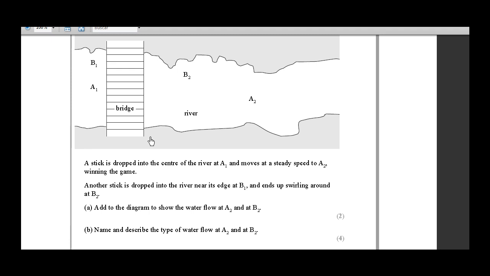Another stick is dropped into the river near its edge at B1 and ends up swirling around at B2. Add to the diagram to show the water flow at A2 and at B2. And I wish I could draw on top of this, but this is not an editable PDF. But the idea, hopefully you can gather from this already, is that it's talking about laminar flow and turbulent flow, since it's talking about swirling around at B2.